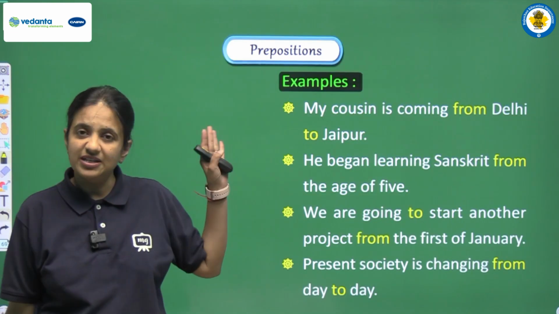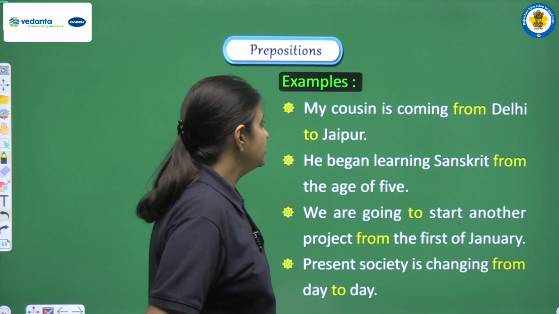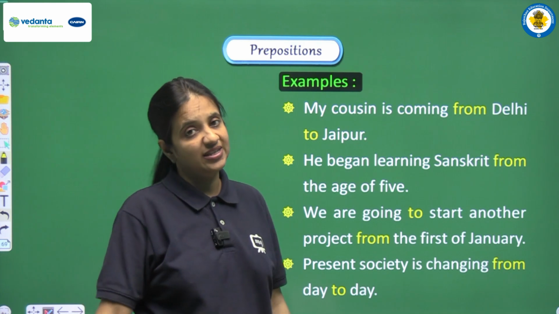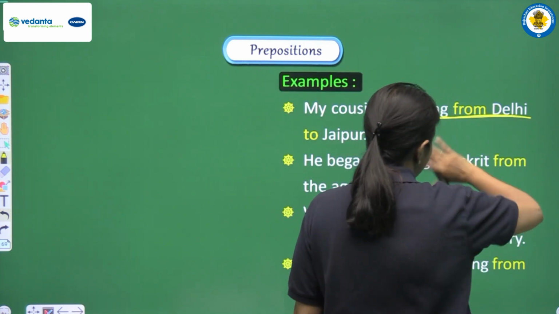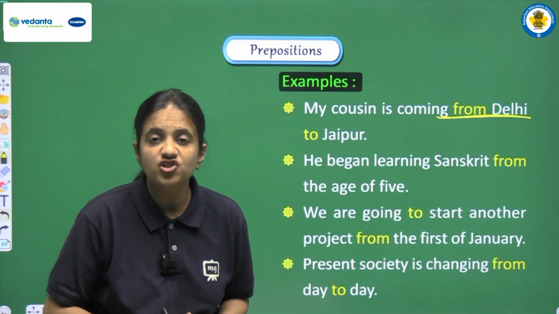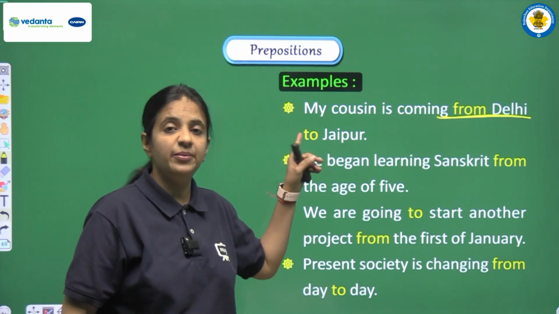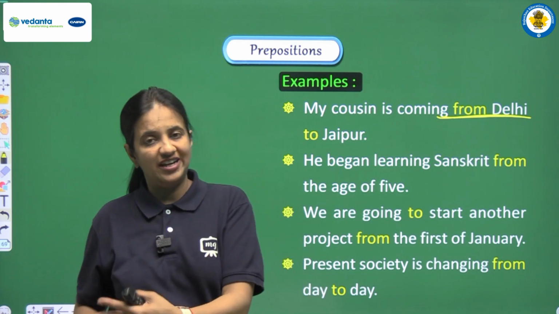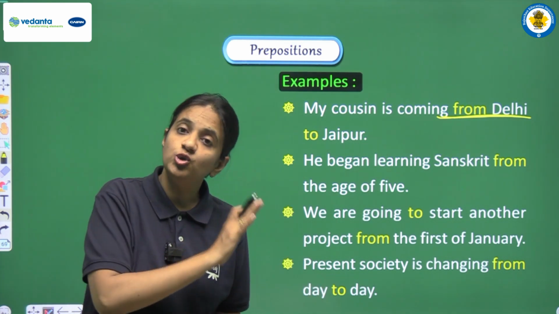So now we are having some examples to clear these things in a very perfect manner. The first one is, my cousin is coming from Delhi to Jaipur. So in this example, we are saying that my cousin is coming from Delhi. It means right now he is in Delhi, and he is starting his journey from Delhi. So Delhi is the starting point of his journey, and he is coming to Jaipur. It means Jaipur is the final destination of his journey. So yes, he is starting his journey from Delhi, and he will reach Jaipur.